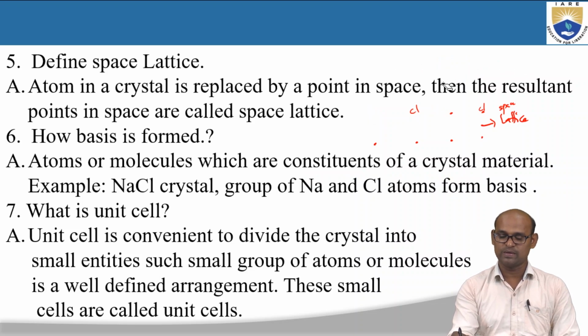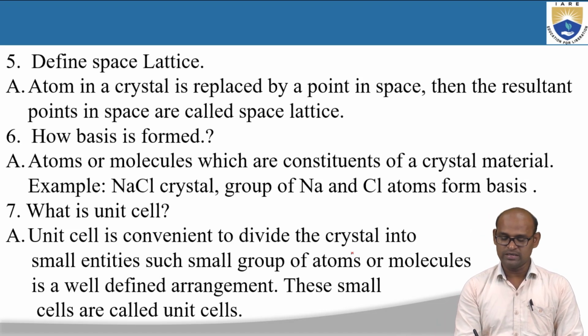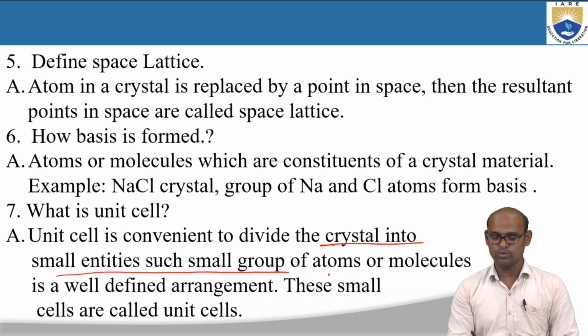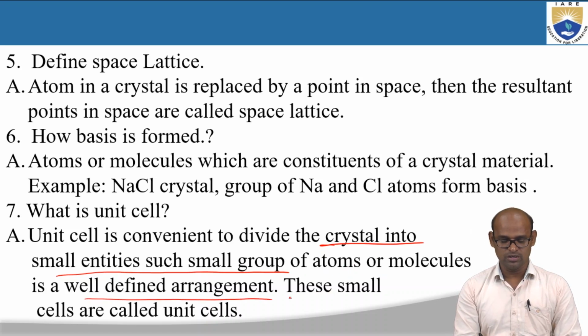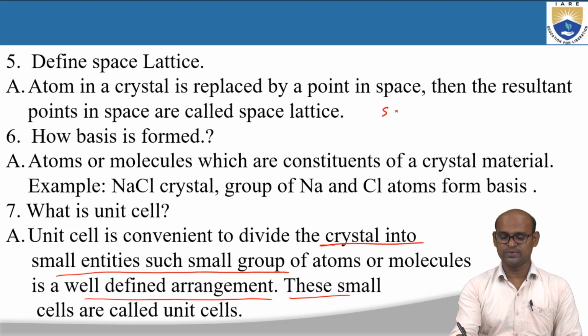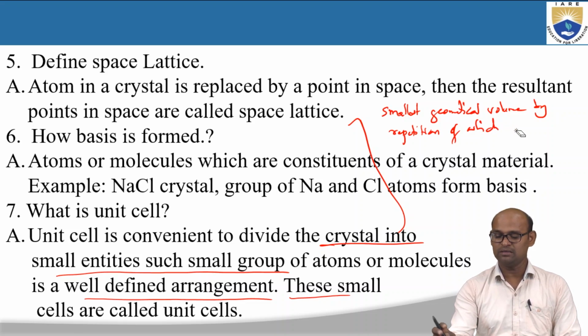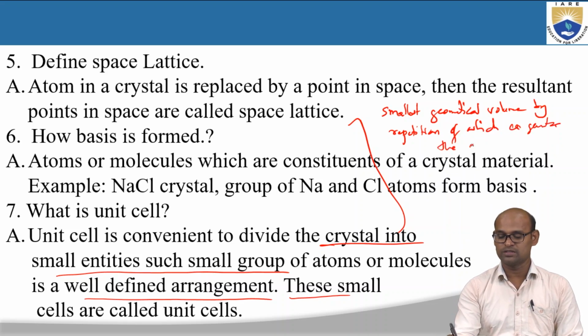Next, coming to the unit cell. We have defined lattice, space lattice, basis, and then unit cell. What is this unit cell? It is convenient to divide the crystal into small entities. Such a small group of atoms or molecules in a well-defined arrangement is called a unit cell. So the unit cell is basically the smallest geometrical unit. I am defining it here: the unit cell is the smallest geometrical volume, by repetition of which we can generate the crystal.